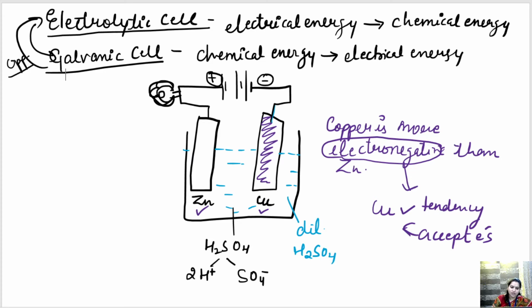So now in the solution we have H plus and we also have SO4 minus. Okay. Now what is going to happen here? See, zinc, because it is less electronegative than copper, will lose the electron. Okay, it will lose the electron.